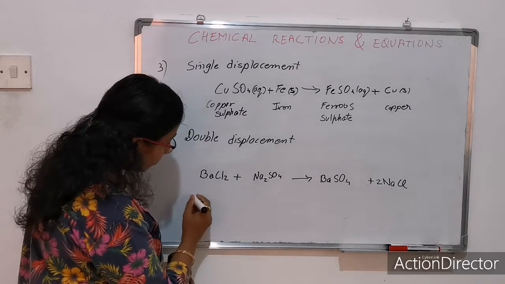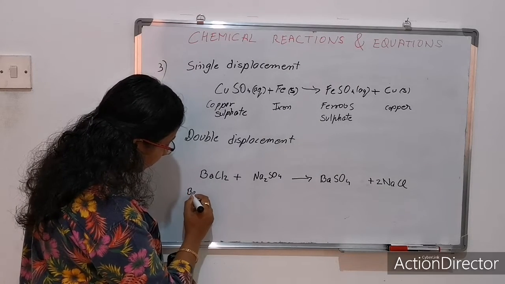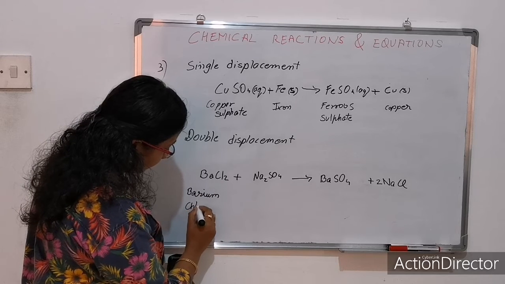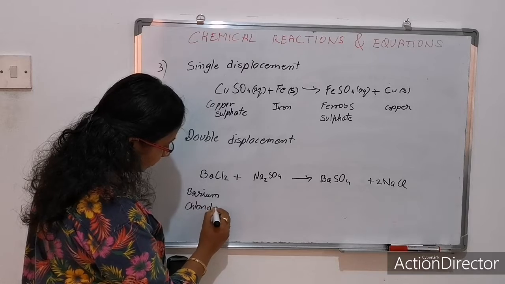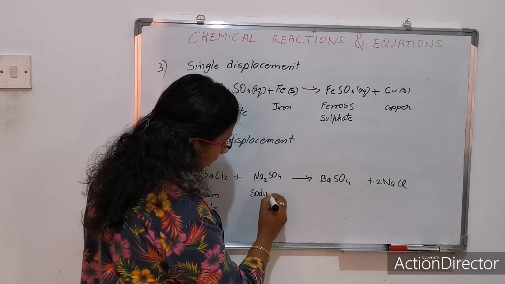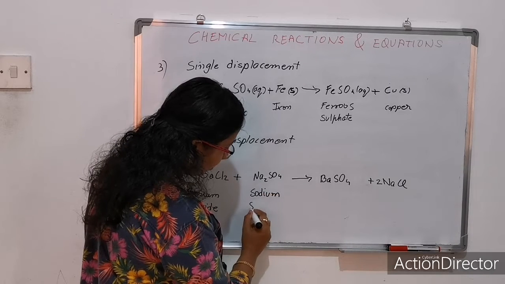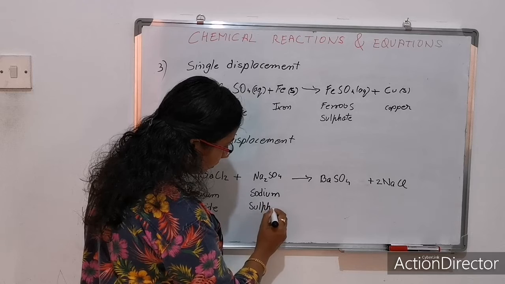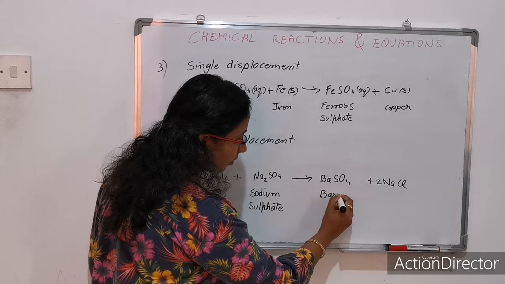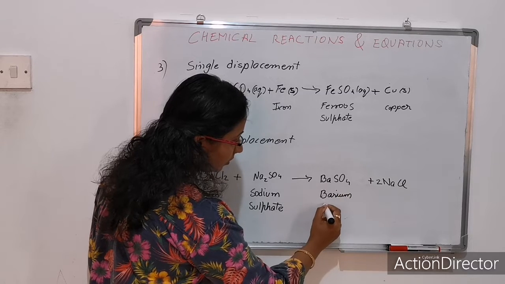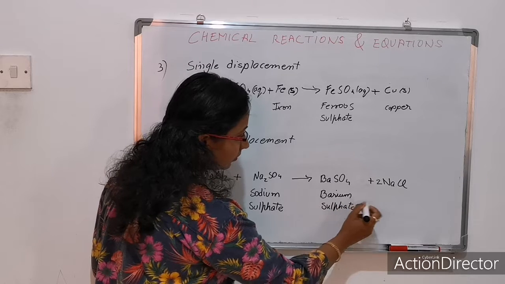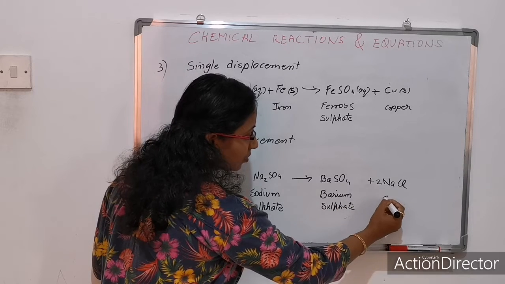Now what is BaCl2? First I will write the names. This is called barium chloride. On reaction with sodium sulfate, Na is sodium, SO4 is always sulfate, gives barium sulfate plus NaCl, that is sodium chloride.